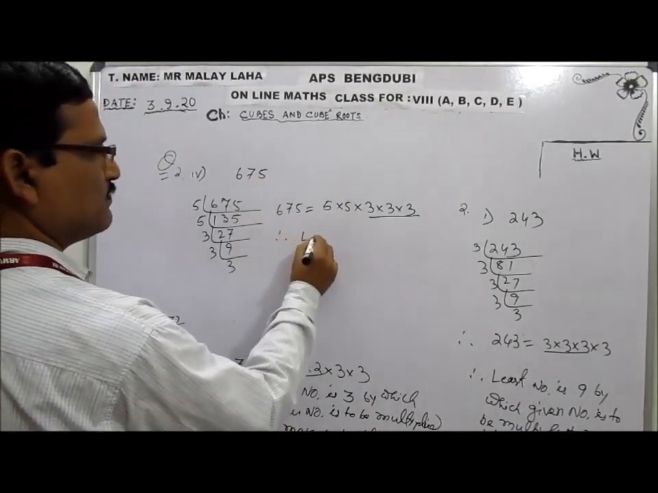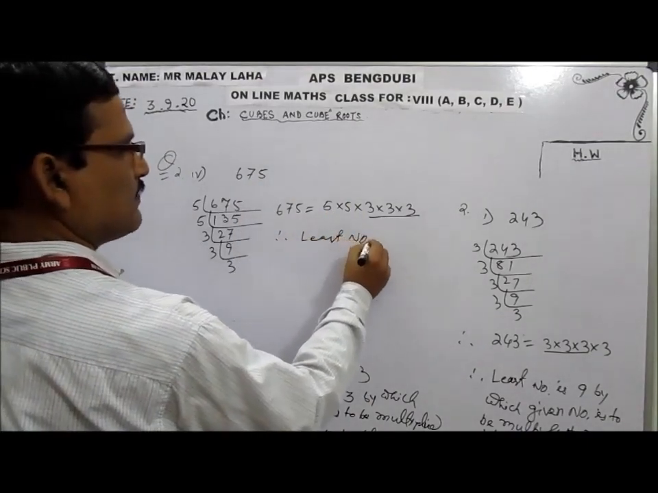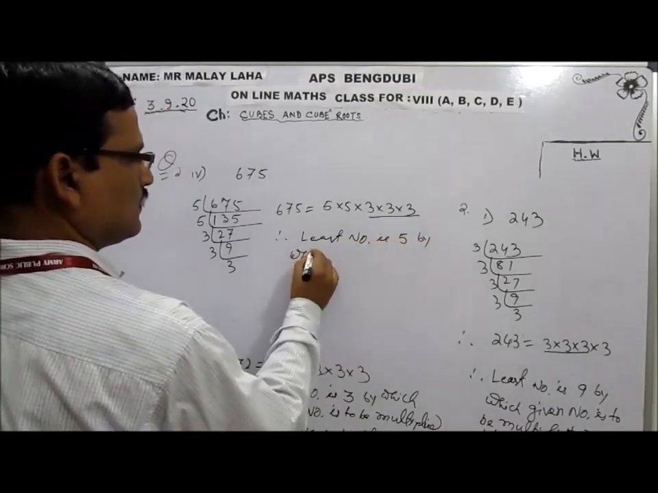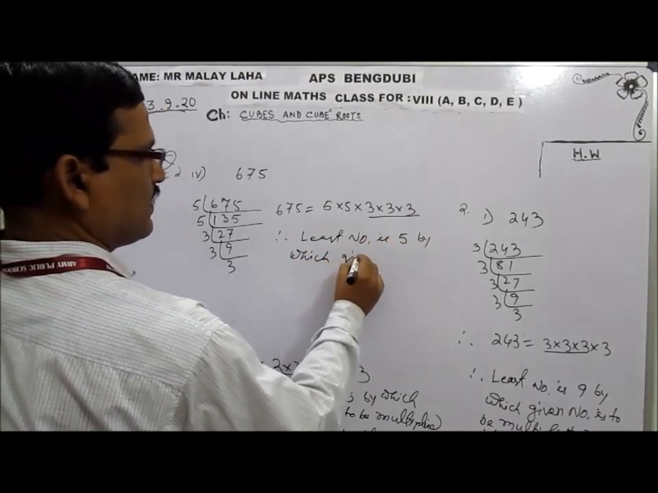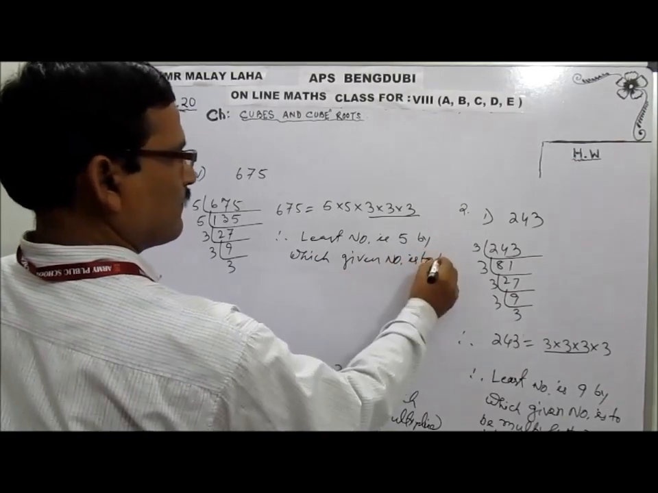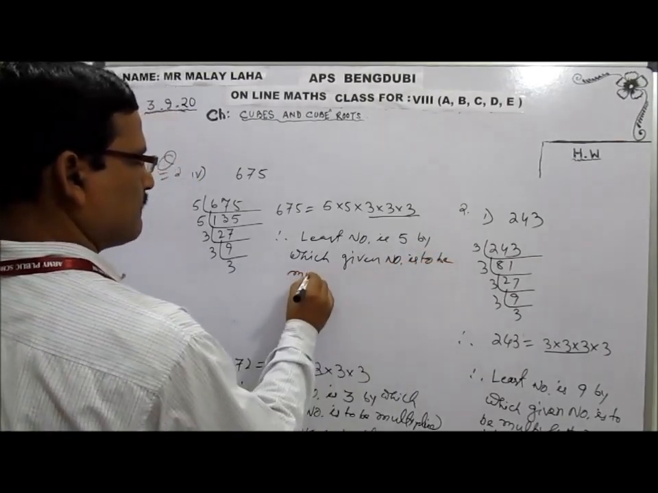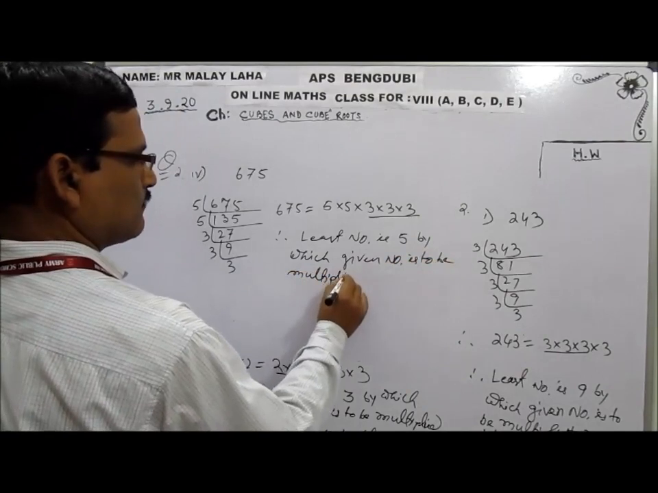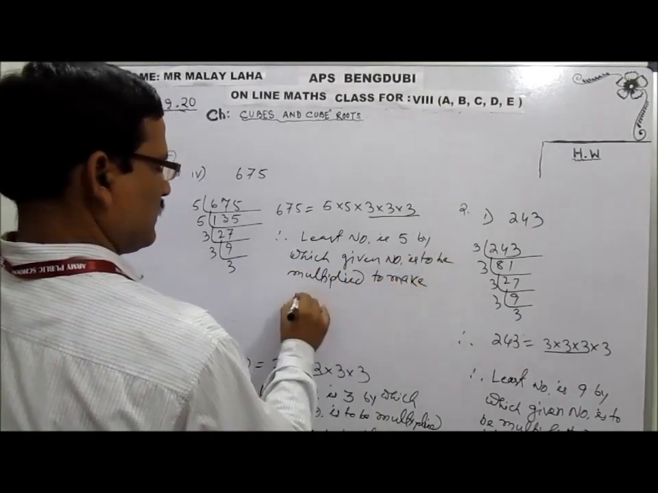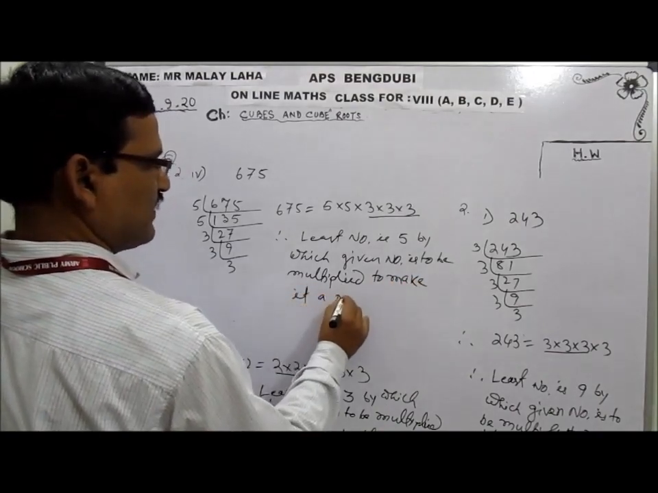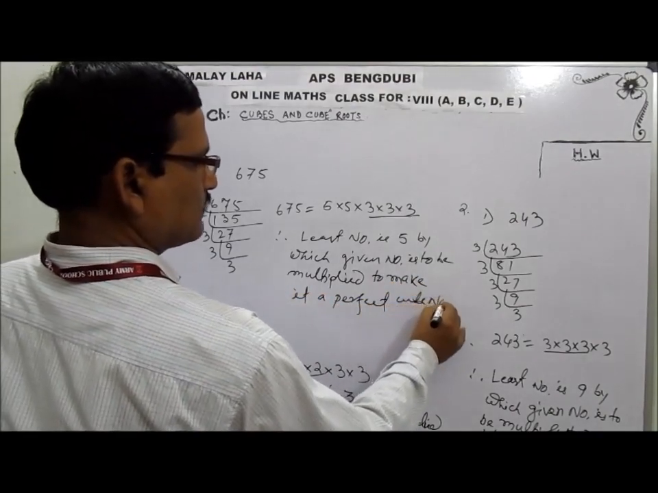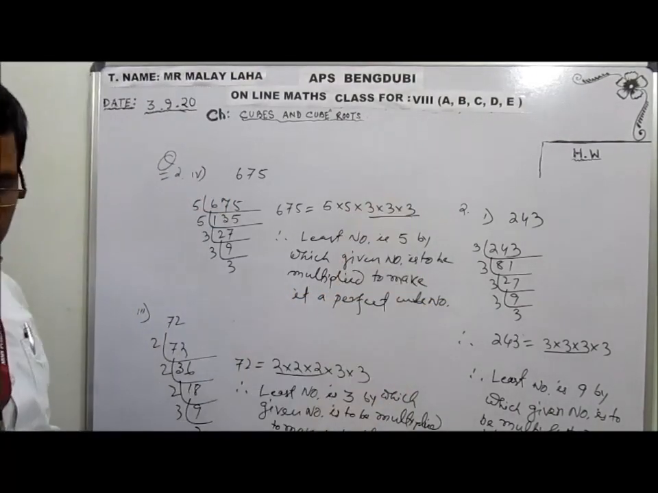So therefore the least number is 5, by which the given number is to be multiplied to make it a perfect cube number. You will write down the entire statement. Okay?